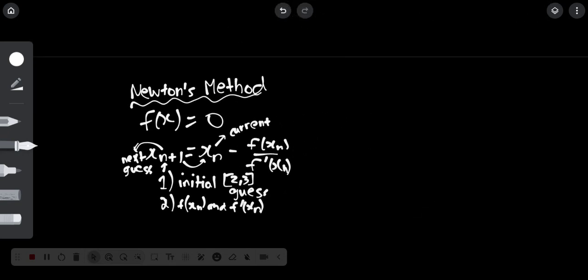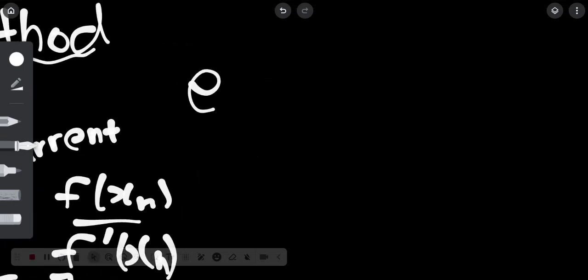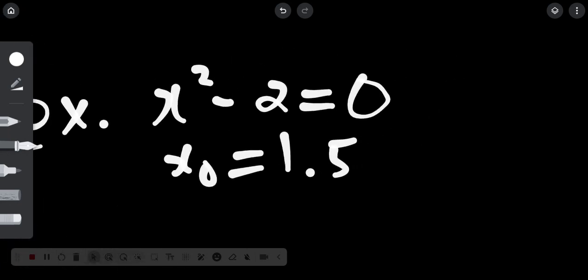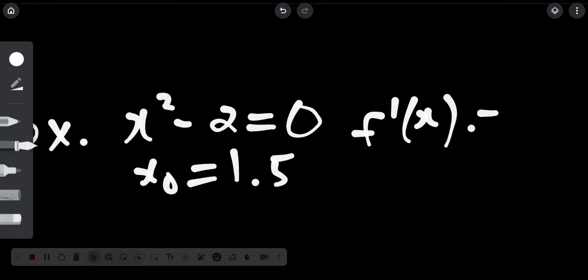For example, let's say that we're given a problem. Example: find the root of x squared minus 2 equals 0. You could just add 2 to both sides and find the answer is plus or minus root 2. But you could also just start with an initial guess. Let's pick your initial guess as x naught, and let's say it's 1.5. Now let's go through this. The derivative, f prime of x, in this case would be equal to 2x.